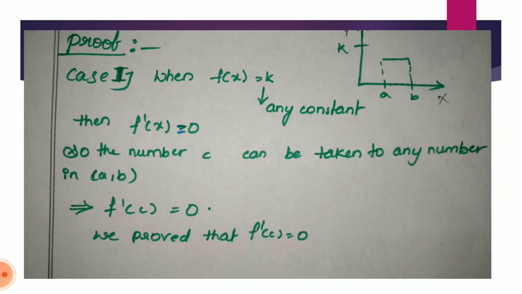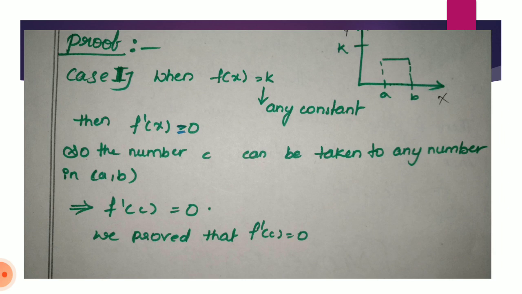Here we have the proof. In this proof we have three cases. First, when f(x) is constant, that may be any constant. Let us suppose that constant is k. If we draw a diagram, at point a and point b the continuous function is given by f(a) and f(b). So the number c can be taken as any number in (a, b). It implies f'(c) equals 0. Hence we prove that f'(c) equals 0, and the first case is proved.